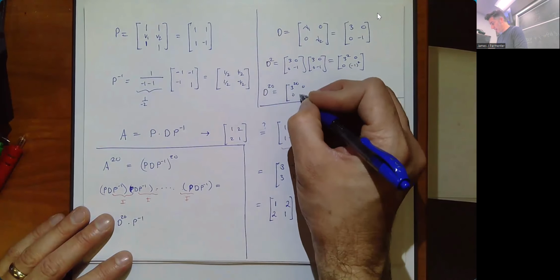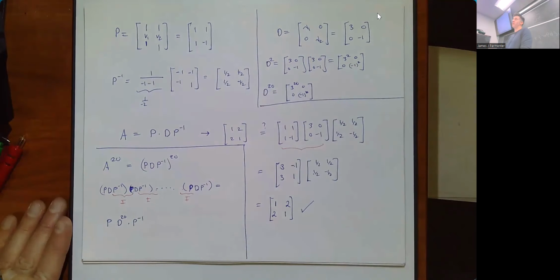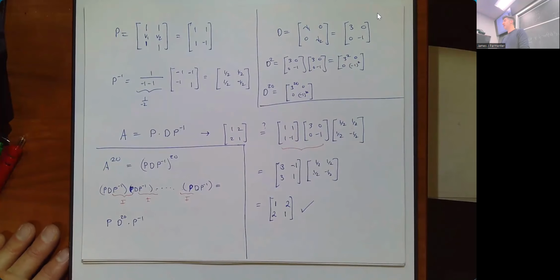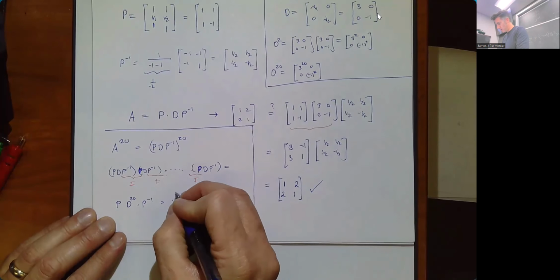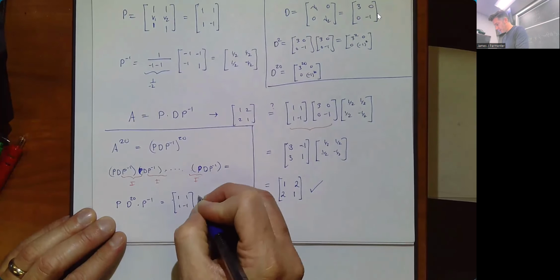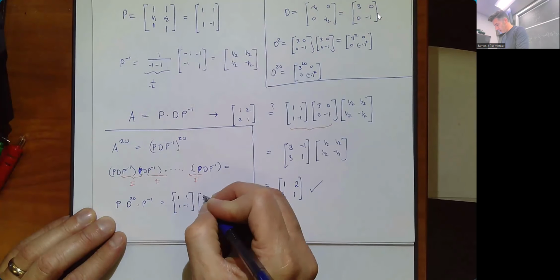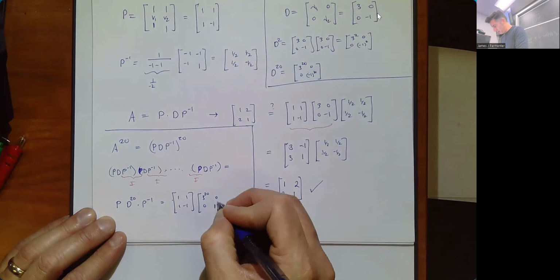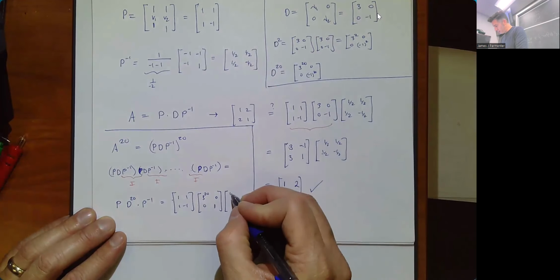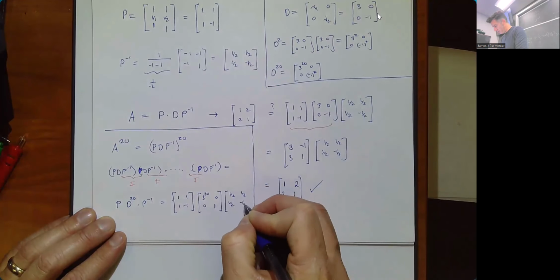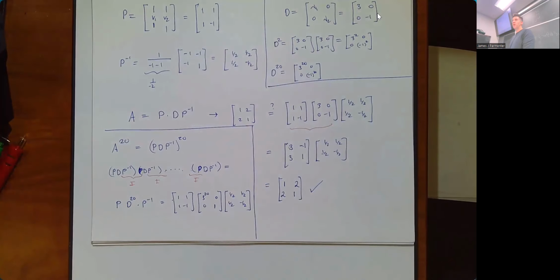So here we could say that D to the 20th power is going to be 3 to the 20th, 0, 0, -1 to the 20th. I don't know what 3 to the 20th is, and I'm not going to try to find it, but I know that -1 to the 20th is just 1. So we could totally write this as the matrix P, which is 1, 1, 1, -1, times this matrix we just found over here, 3 to the 20th, 0, 0, 1, times P inverse, which was, where'd you go, P inverse? 1/2, 1/2, 1/2, -1/2. Which still looks kind of gross, but it's definitely a way of taking a matrix raised to a very high power relatively quickly.